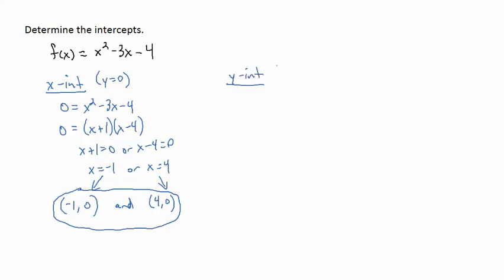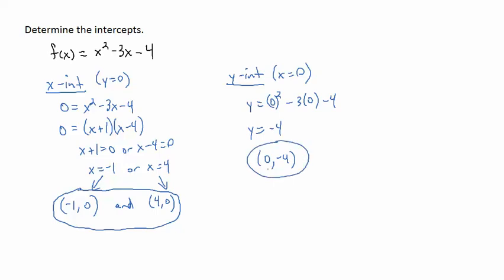The y-intercept: we'll plug 0 in for x and solve for y. So this function is f of x, which is y, equals x squared, so 0 squared, minus 3 times 0 minus 4, which, 0 squared is 0, 3 times 0 is 0, minus 4 gives us negative 4. So we'll get the ordered pair where x is 0 and y is negative 4. And that's our y-intercept. Okay, let's try another.